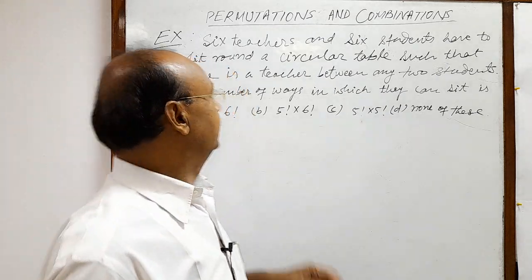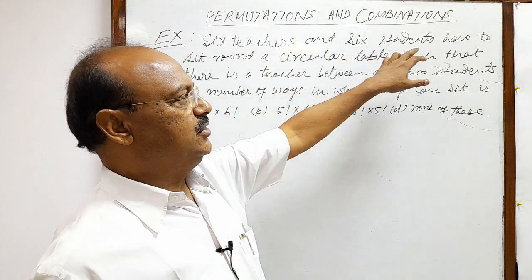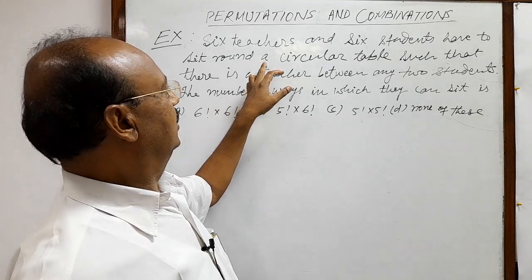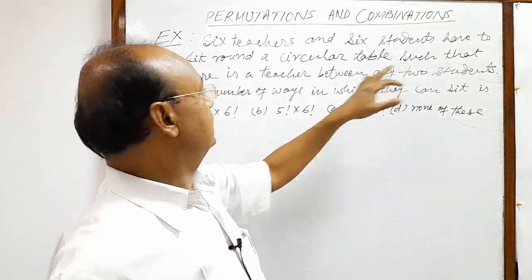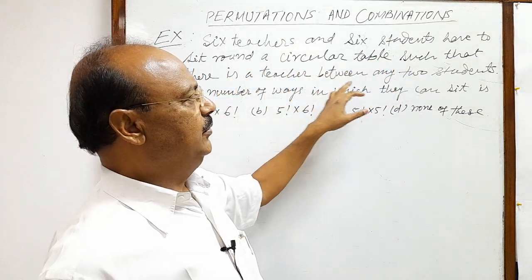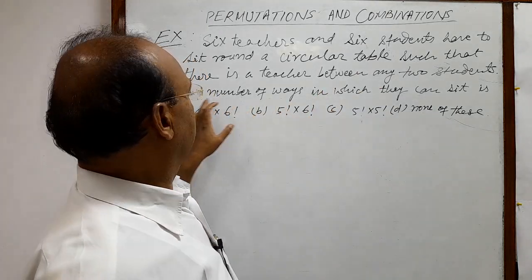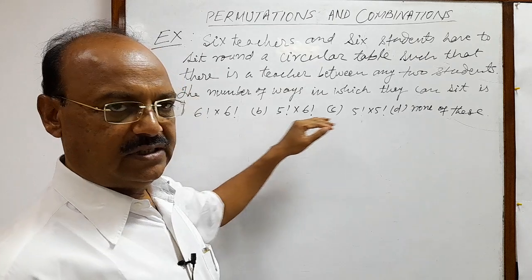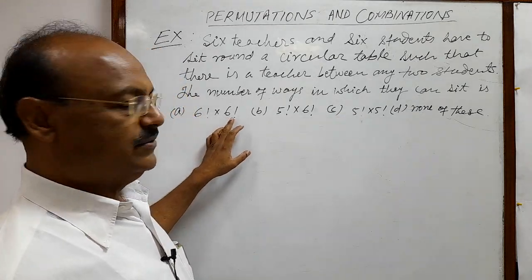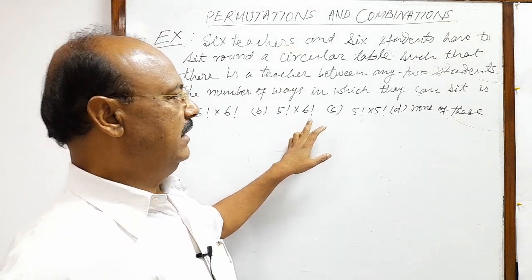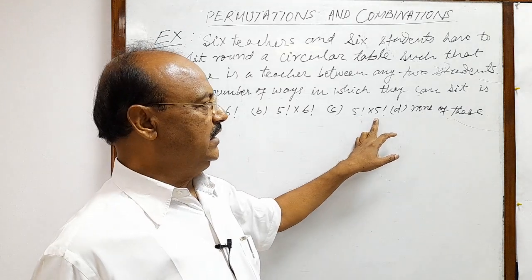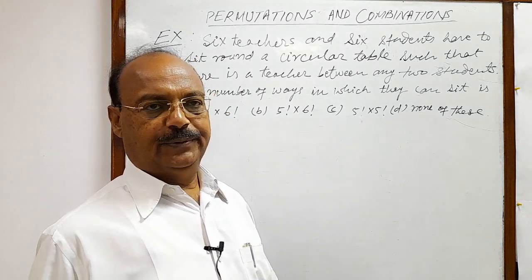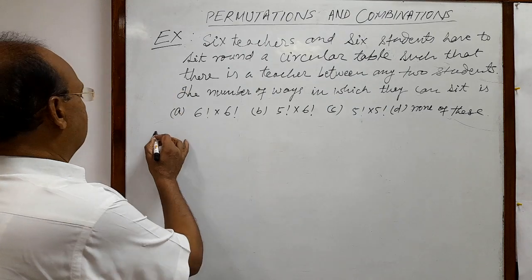Here is the question: 6 teachers and 6 students have to sit round a circular table such that there is a teacher between any 2 students. The number of ways in which they can sit is, there are 4 options for the answer: 6 factorial into 6 factorial, 5 factorial into 6 factorial, 5 factorial into 5 factorial, and none of these. Okay, so let us see the solution here.